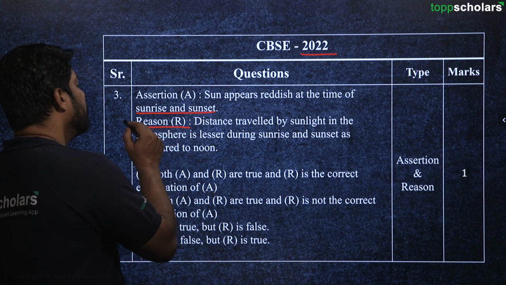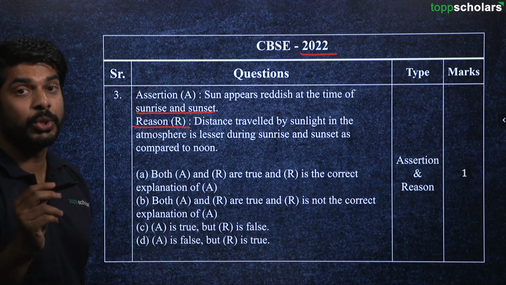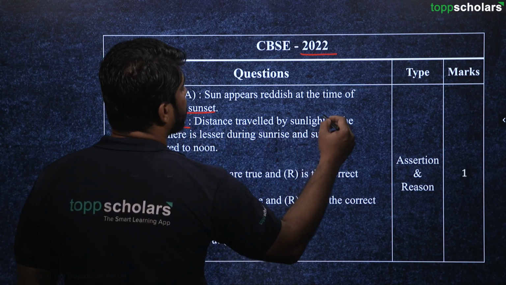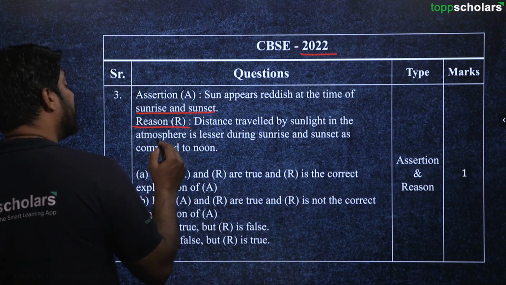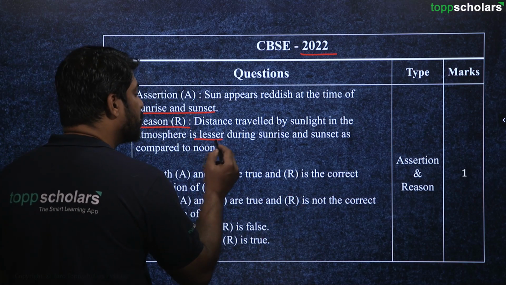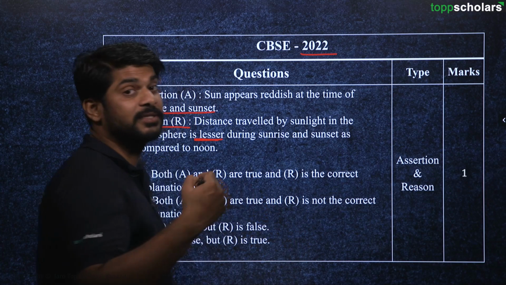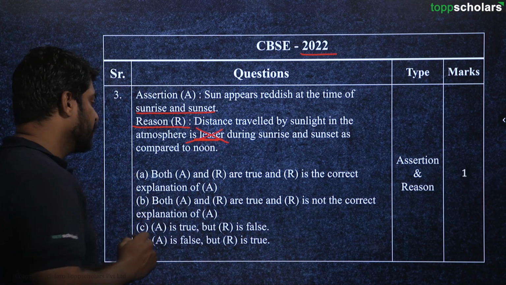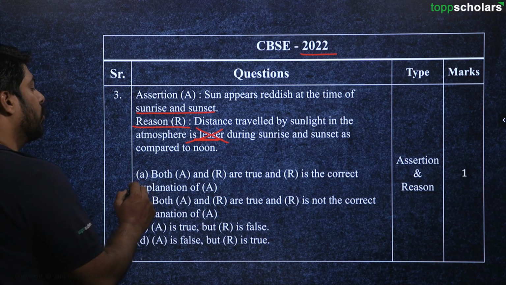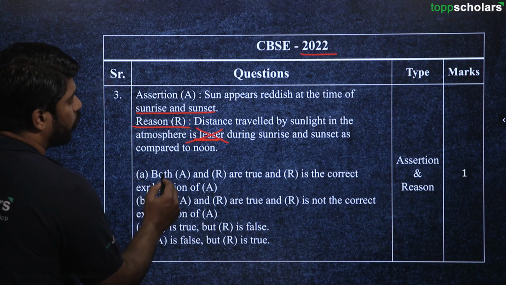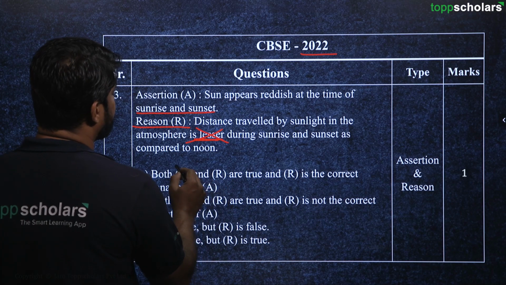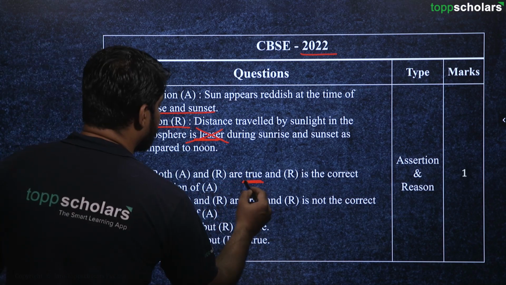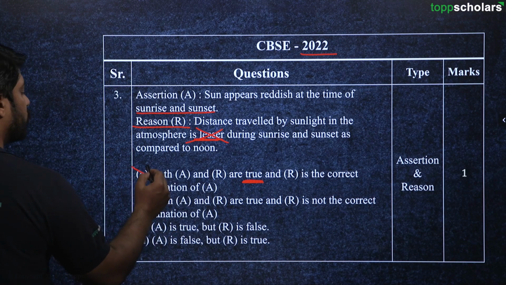So definitely here are some options that are given, but if you look at these two statements, definitely the reason that is given is not correct, isn't it? Basically, the distance traveled by the sunlight in the atmosphere is actually larger during the sunrise and sunset, and here it is written lesser, so this is wrong. So let's now look at the options. Both A and R, that is assertion and reason, are true. Definitely the reason is not true, so this should not be the option.